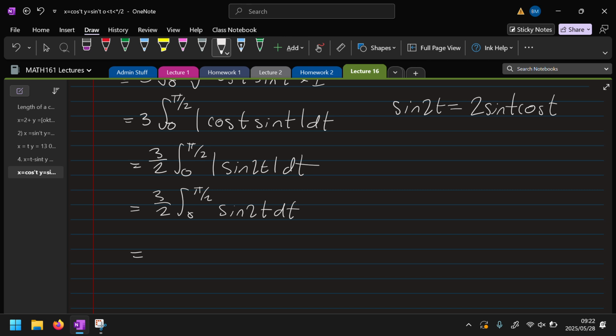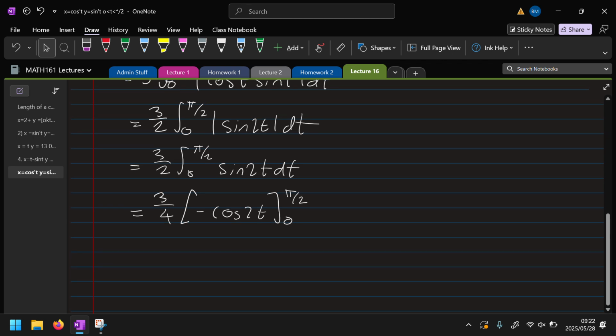So this will be 3/4, from the dividing by 2 there. Then we have minus cos 2t from 0 to pi over 2. Substituting in, we get a 2. So we get 6/4. You could leave it like that, or you could write this as 3/2. Any questions?